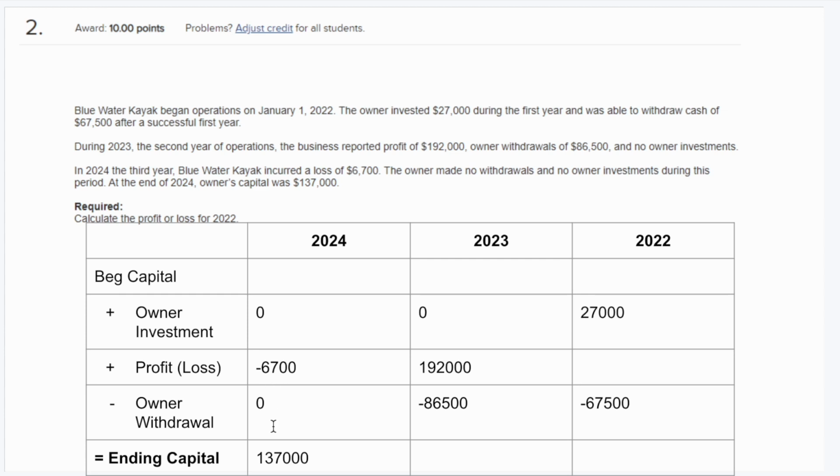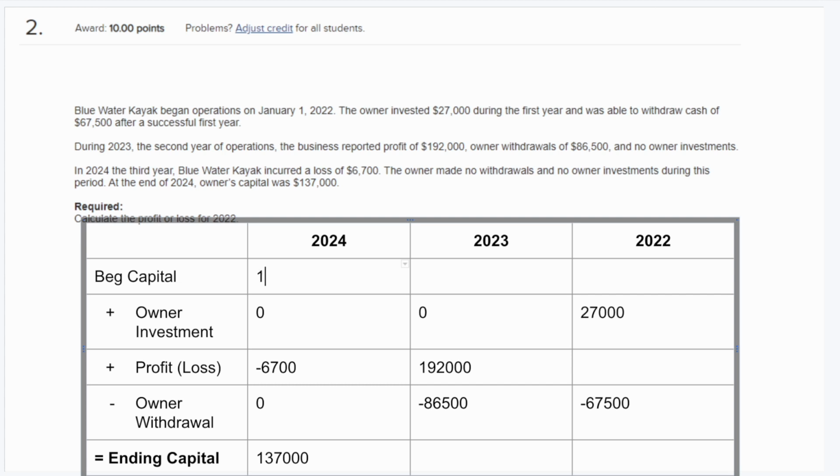So effectively, then we can calculate that if we took 137 and we added the 6,700 to it, we would get 143,700 as a beginning capital balance. Again, we're just working backwards, so we're adding that back in. That comes to 143,700, which would be the beginning capital for 2024. The beginning capital for 2024 would also be the ending capital for 2023.